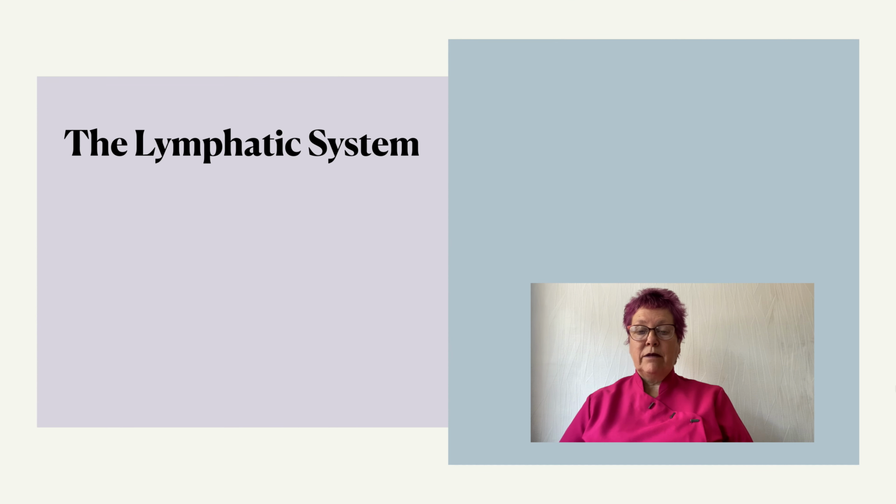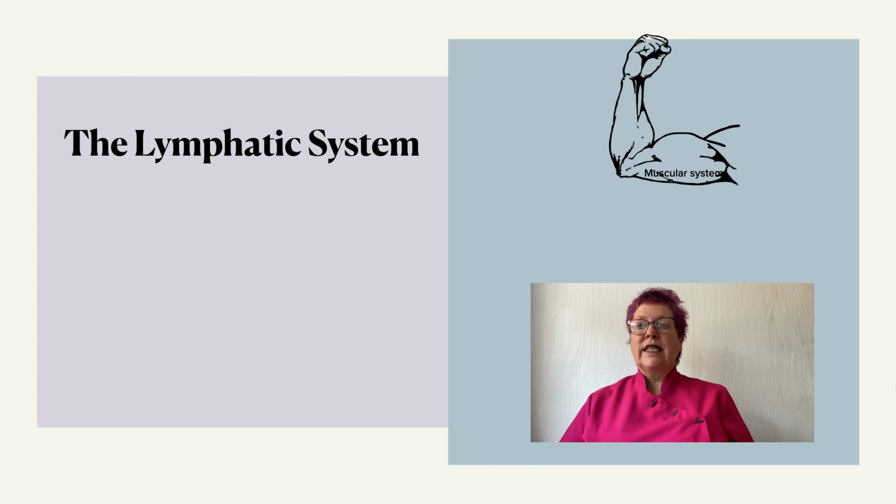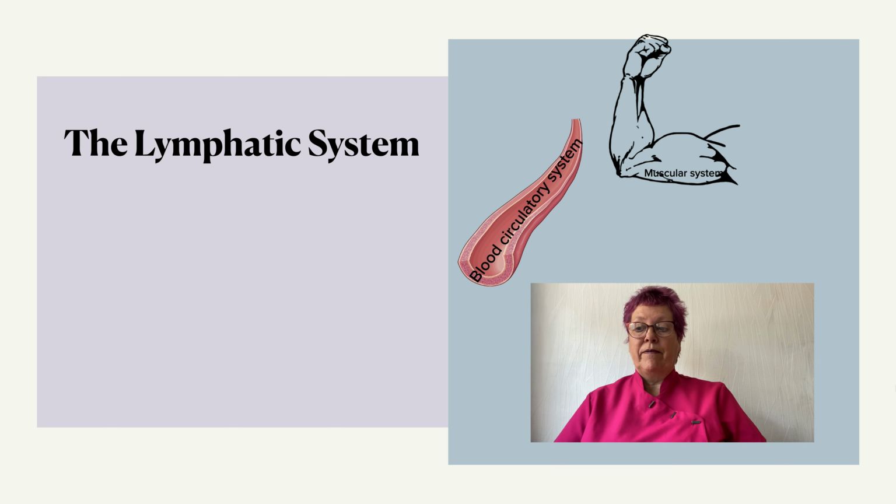For our last body system, let's take a look at the lymphatic system. Unlike the blood circulatory system, which has a pump to pump the blood around the body, the lymphatic system doesn't have anything like that. It has to rely on the movement of muscles. As they contract and relax, that forces the lymph slowly to move through the lymphatic vessels, squeezing it through at a very slow rate. The lymphatic system is also closely connected with the blood circulatory system.